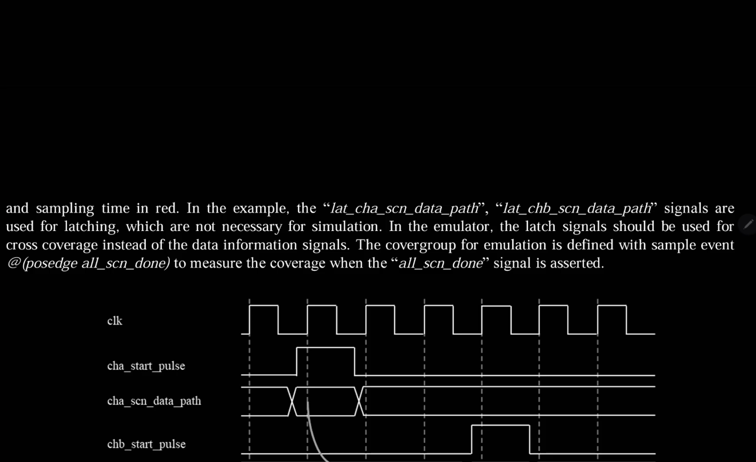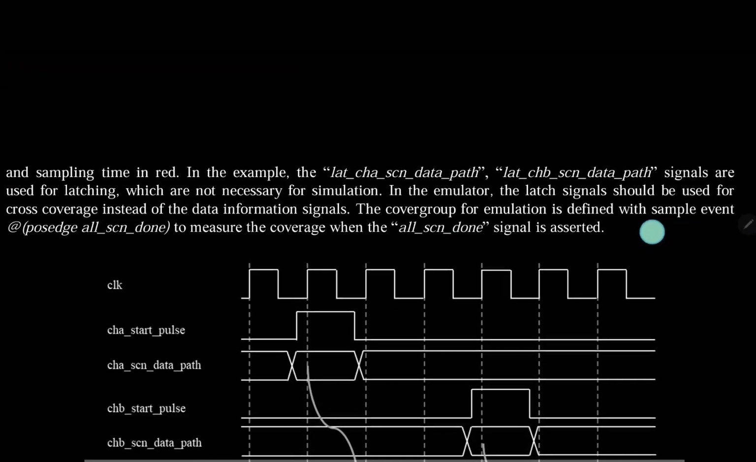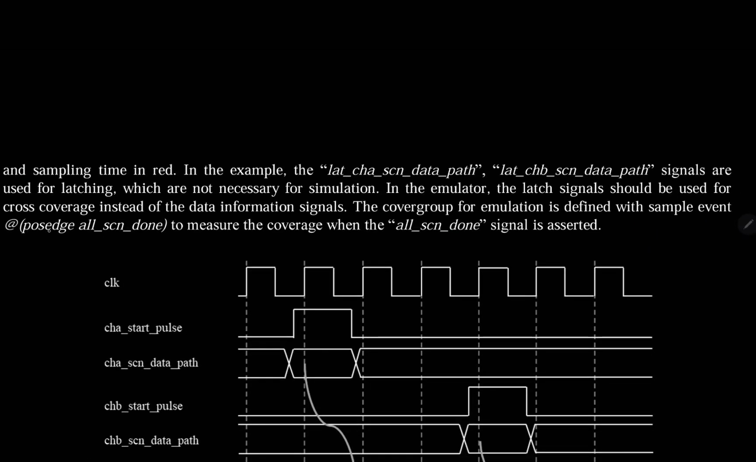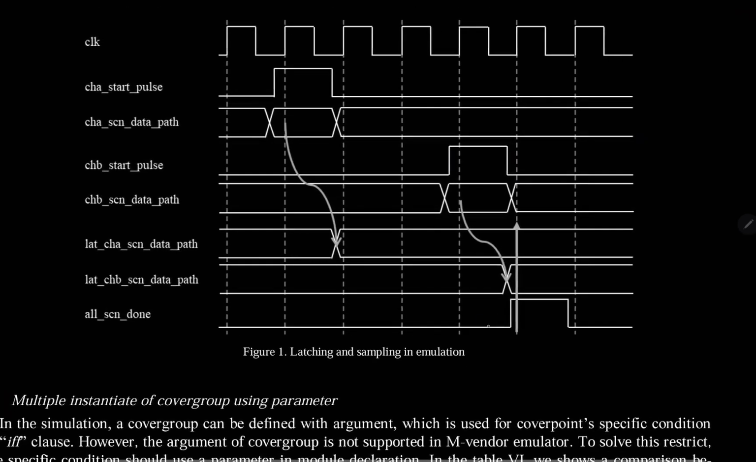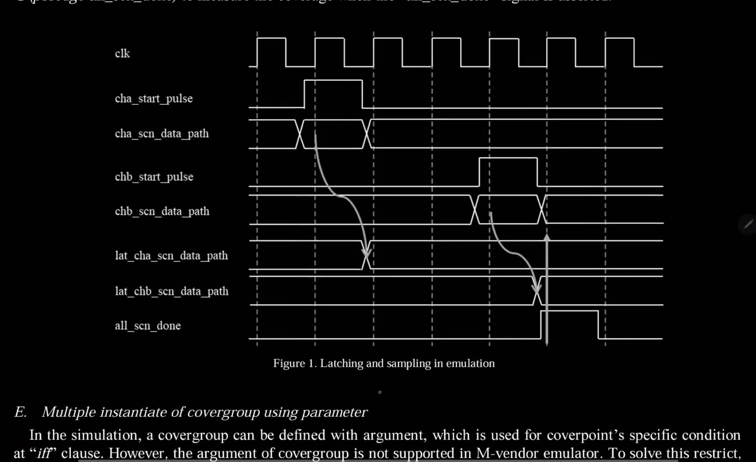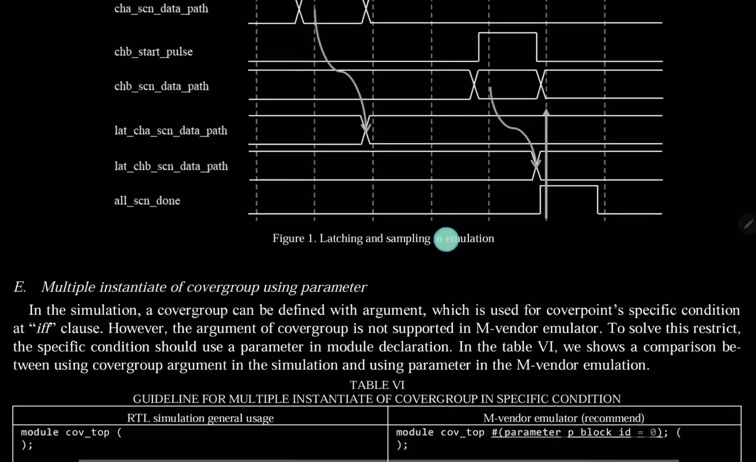In the emulator, the latch signal should be forwarded across a coverage instead of data information signals. So the cover group for emulation is defined with the sample event at pulse edge or_SCN_done to measure the coverage when the or_SCN_done signal is asserted. Figure 1 is latching and sampling in emulation.